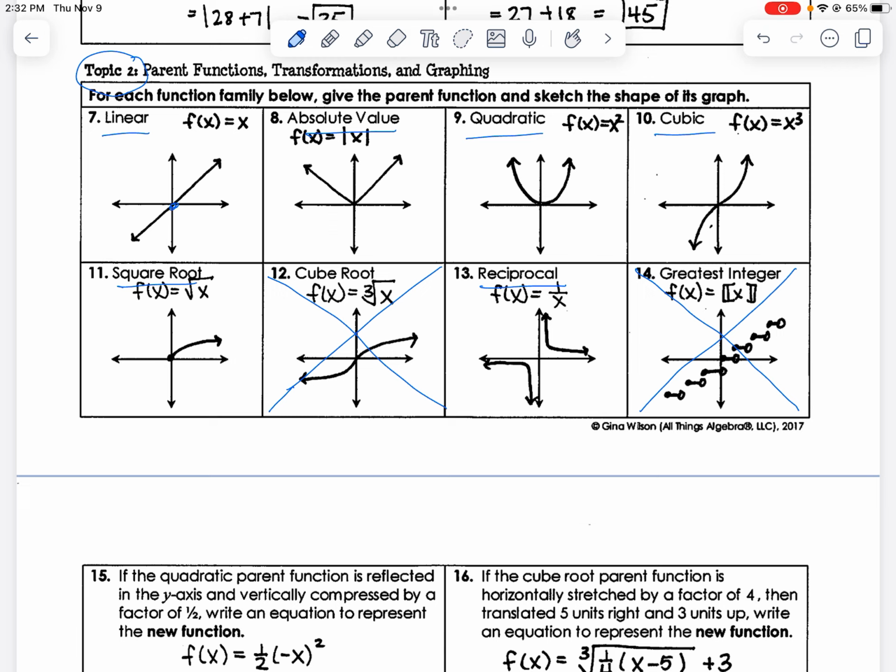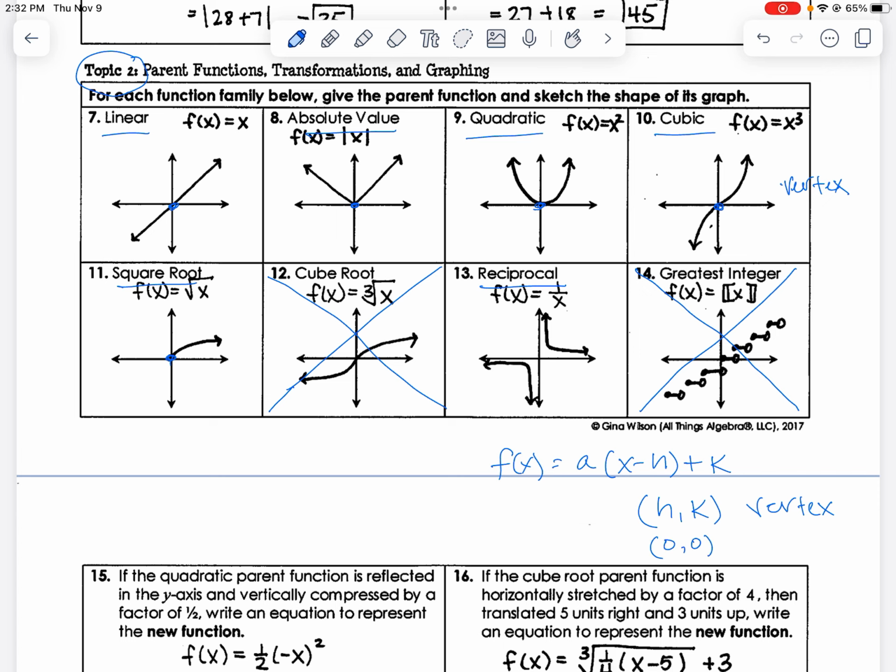Notice that every single one of these functions, with the exception of the reciprocal function, goes through the point 0, 0. That's known as the vertex. That's our anchor point for the parent function. And that anchor point comes from this idea, x minus h plus k, that h, k are the xy coordinates for the vertex. When there's no change to the parent function, h and k are 0, 0.